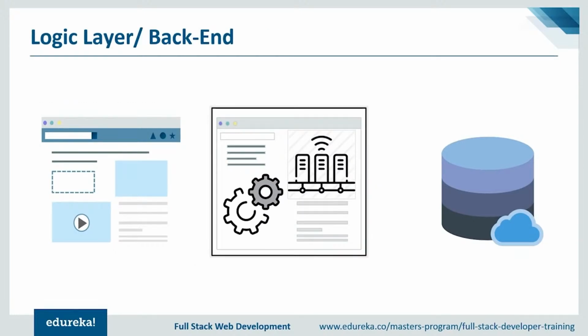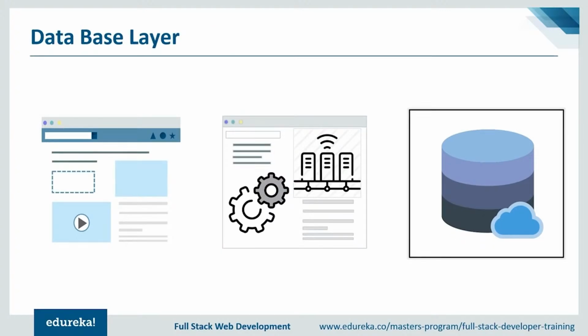Then comes the logic layer or the backend layer. Now, this layer forms a dynamic connection between the front end and the database. So every time you search the web, it's the logic layer that transmits your requirements to the database and returns what you searched for. All of this is powered by a web server. Now, in order to get this layer working, it's important to know at least one of the programming languages such as Python, Java, or C#.